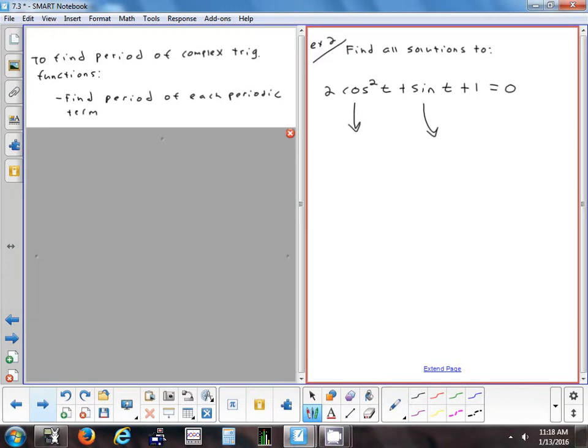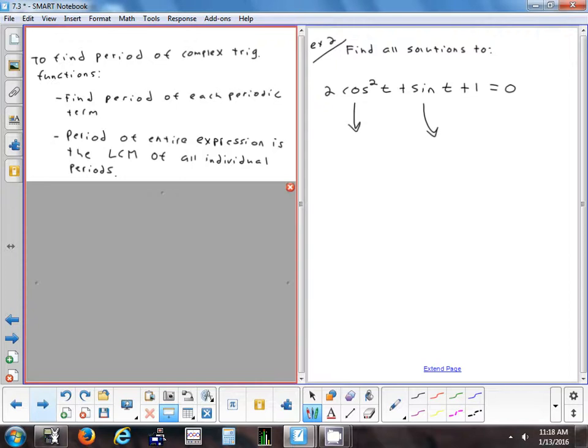After you find the period of each periodic term, the least common multiple of those periods, right, is the period of that whole thing. Okay, so you find the period of each periodic term and then take the least common multiple. And that's the period of the entire problem. Okay, so if, let's say one of them had a period of pi, the other one had a period of 2 pi, the least common multiple of those is 2 pi.